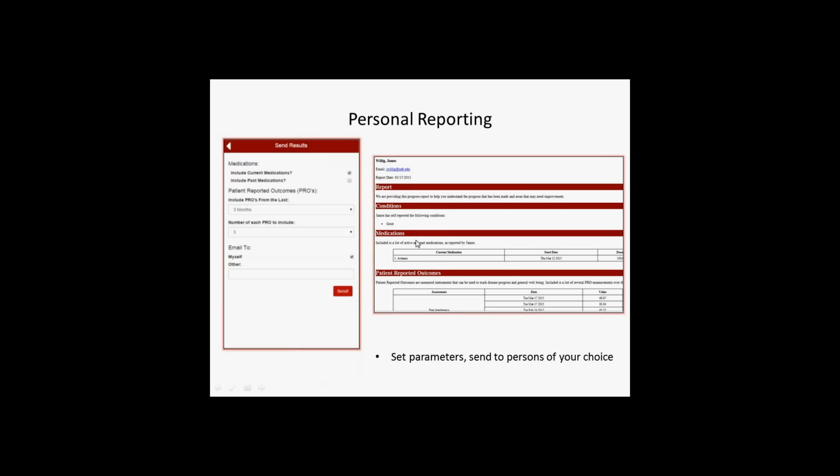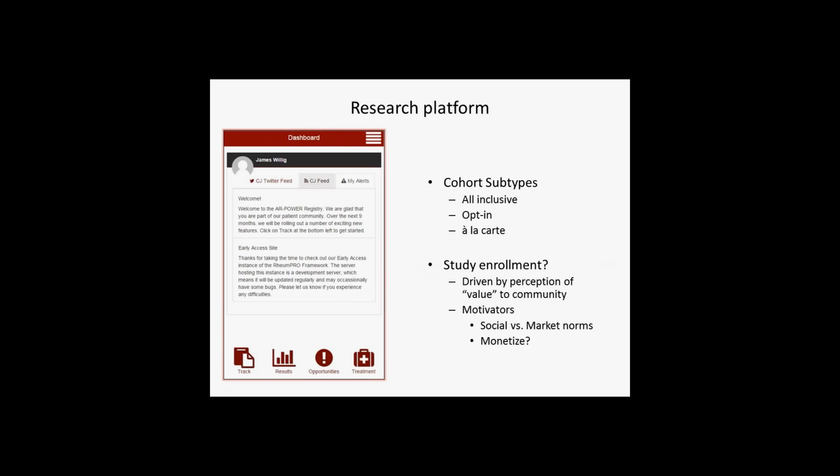You can also do personal reporting, where you capture information, and with the information you've captured, you can choose to email it to anyone you want. You can email this to your doctor and say, hey, let's open this up and look at this together. This is how I've been doing. Ideally, I'd love to plug this into the electronic medical record, and there's a lot of ongoing work in that area. In terms of a research opportunity, imagine we have the concept of cohorts.